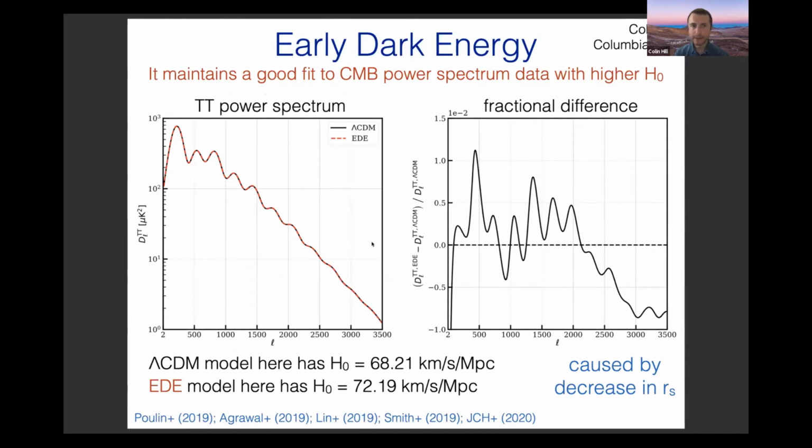Okay, so of course, the reason people are excited about these models is that they preserve a good fit to the CMB data, as you can see here. So this black curve is the lambda CDM model with H-naught of 68, and the red dash is an EDE model with H-naught of 72. And the fractional difference is shown over here on the right, and it's within roughly 1% all the way up to the range of scales that Planck has good signal to noise.